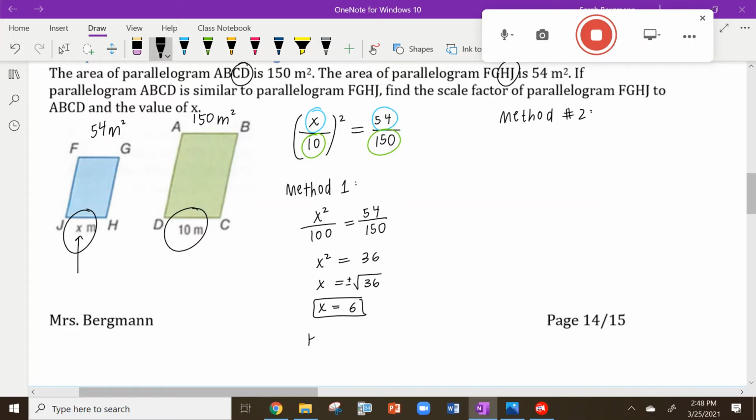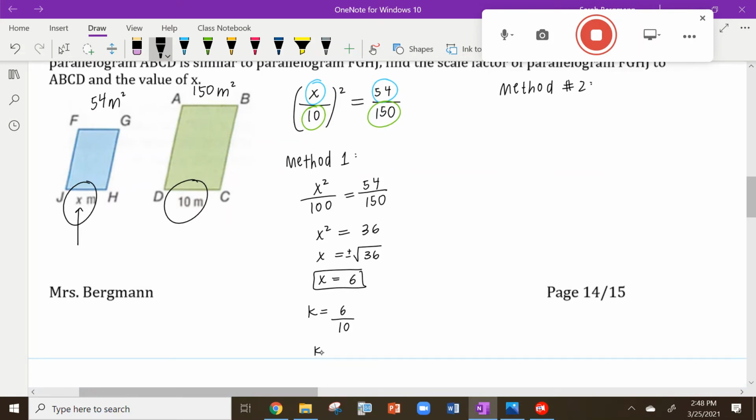Now I have to go back and find the scale factor k. To find the scale factor k, I already have the fraction here, x over 10. All I have to do is plug in the value for x. So 6 over 10, that can actually reduce to 3 over 5. So you should reduce your scale factor if it's possible.